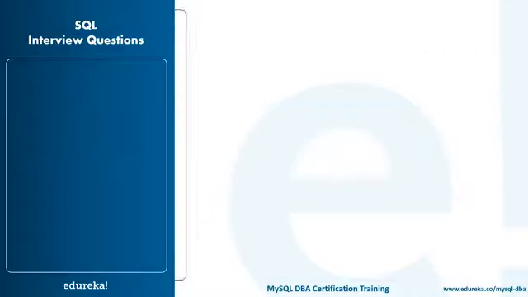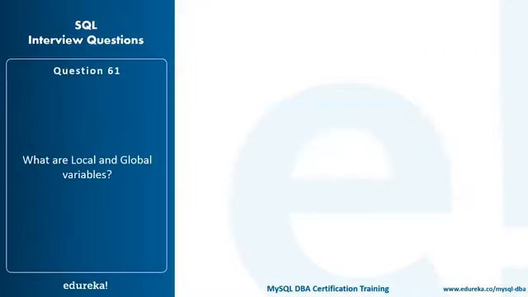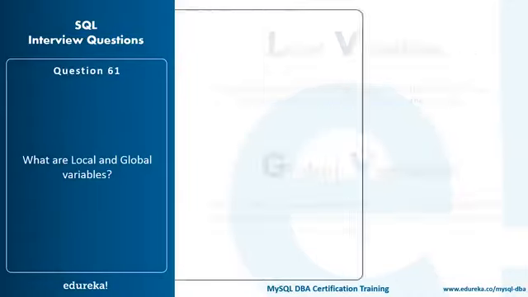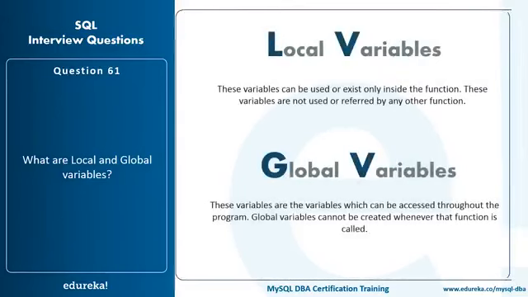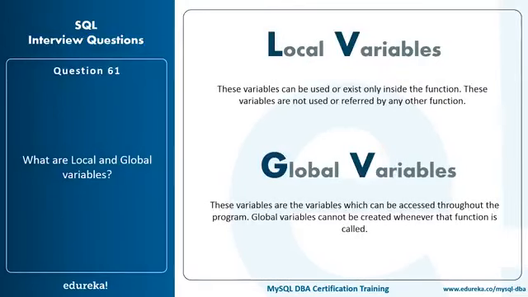Next in this session, let's understand what are the local and the global variables. Talking about local variables first, these variables can be used only inside the function, or exist only inside the function. These variables can't be referred to by any other function. So whenever you want to use local variables, you need to understand that they can be used only inside a single function, and they can't be referred to by any other function.